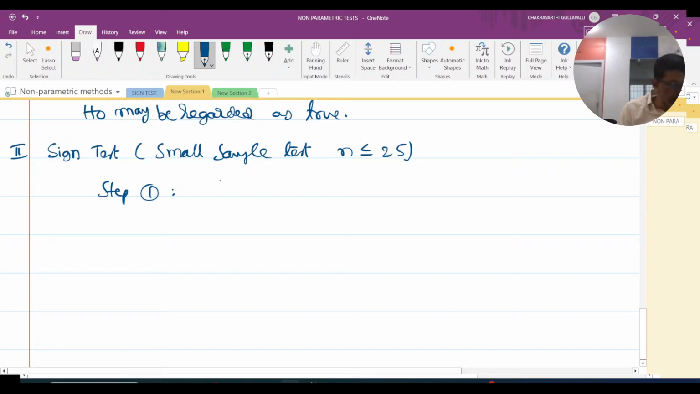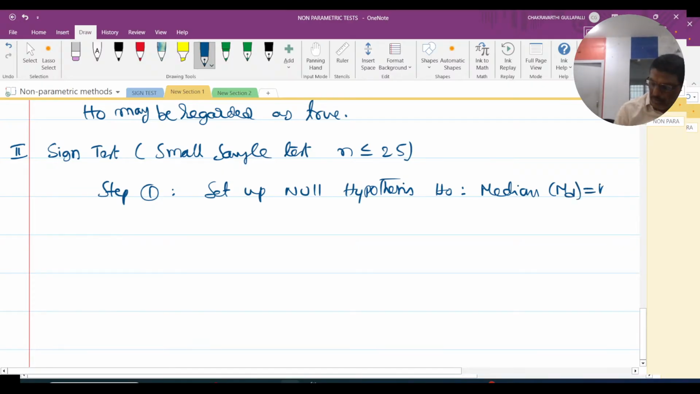Step 1. Set up the null hypothesis, H naught. The median MD is equal to MD naught.